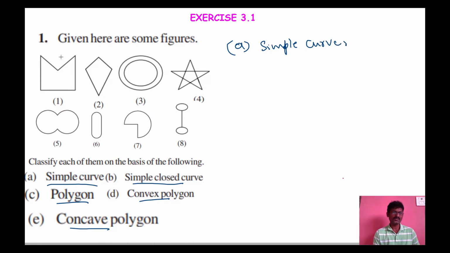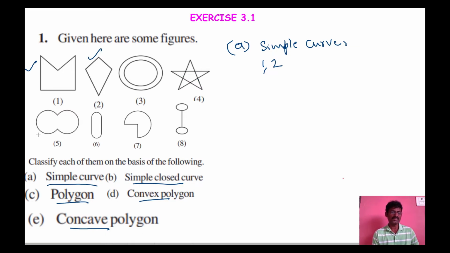What are simple curves? First you see the first one, the second one. These two are simple curves. The third one is not a simple curve, because here we have two separate curves. To draw this diagram, we need to lift our pencil. We can't draw it continuously, so it is not simple. Then in the fourth one, the line is crossing the other so many times, so it is not a simple curve.